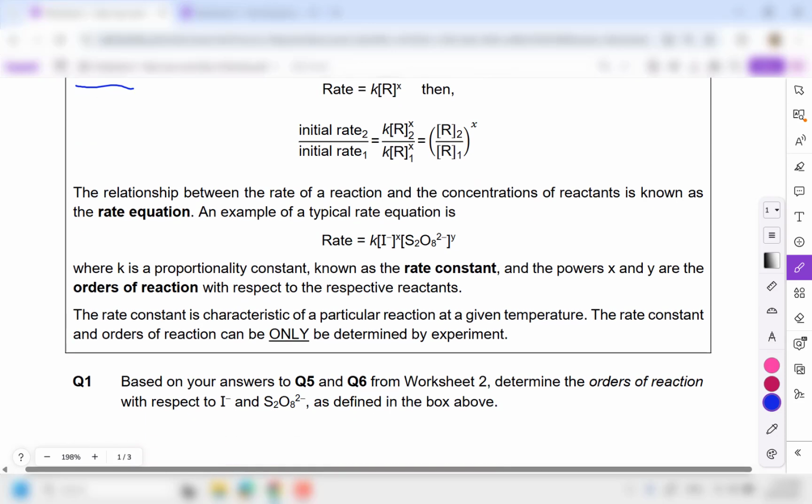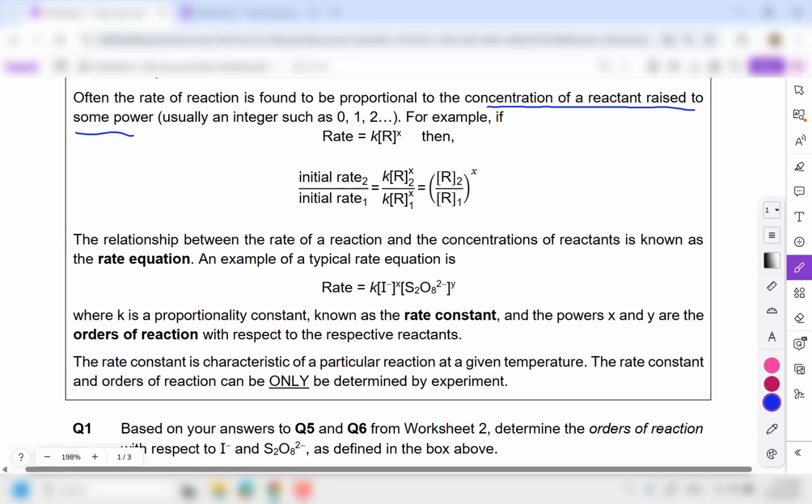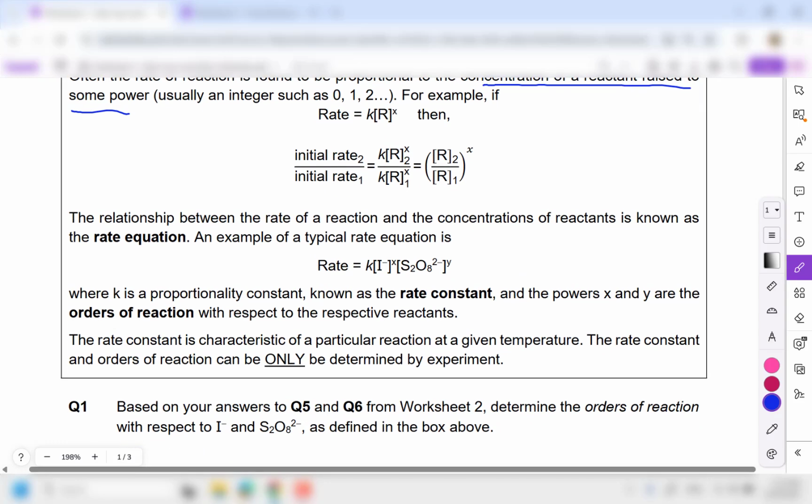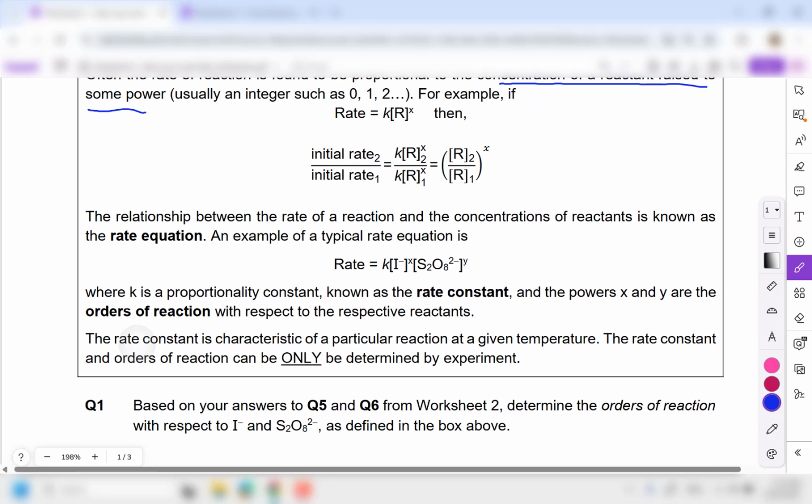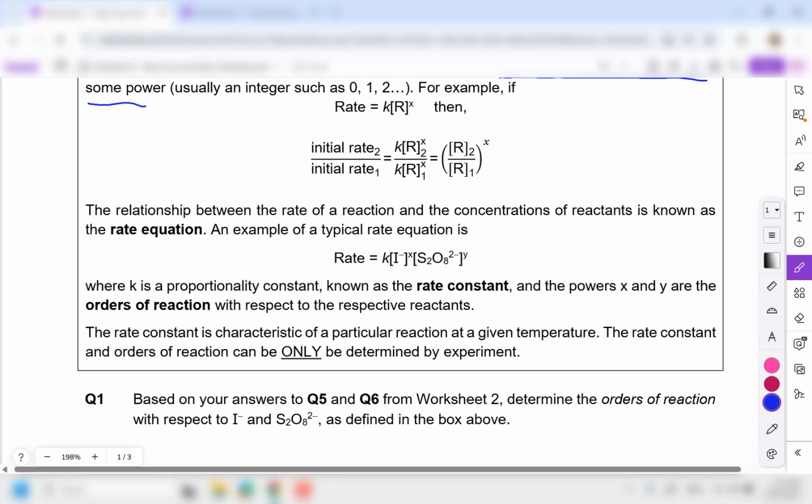Moving on, they give you this rate equation. Assuming that there's only one reactant, R is raised to the power of X. X could usually be any integer, usually 0, 1, or 2 at the H2 level, but as I mentioned, it can be a fractional order or a negative order as well.